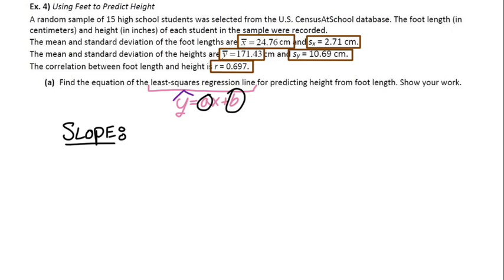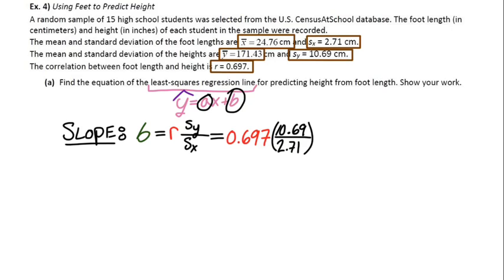So the slope, let's calculate that first. So b equals, I need the correlation, r, times the standard deviation of y over the standard deviation of x. So we have those values right in front of us. In red there, correlation, 0.697, standard deviation of y, standard deviation of x. So calculate that, 2.75.